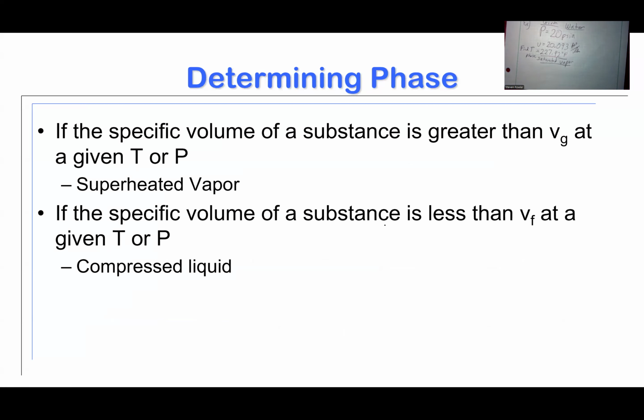Well, actually, a little bit of theory here before we move on. We've mentioned this a little bit. Given a pressure or temperature, if you've got a specific volume that is greater than the value for saturated vapor, that puts you in the superheated vapor region, right? Greater than vg, you're in the superheated vapor. And if you get a specific volume that is less than the value for saturated liquid, that puts you in the compressed liquid region of the PV or TV diagram.